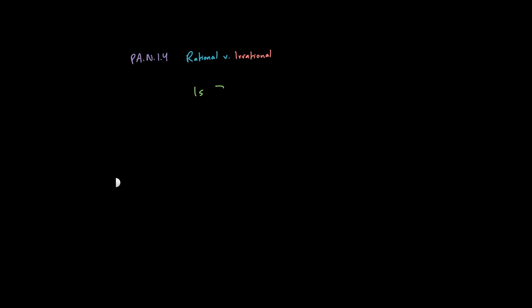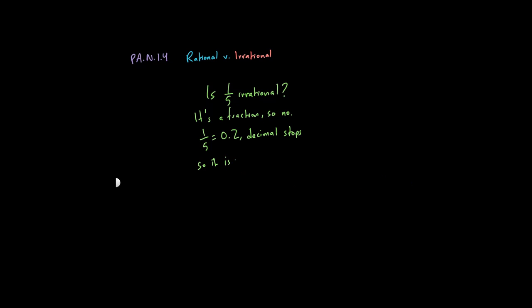Looking at some more, is 7 irrational? You could write it a couple ways. You could say, no, it's not irrational because you can write it as 7/1. So it's a fraction, which is rational. Let's look at another one. Is 1/5 irrational? Once again, it is a fraction. Fractions can't be irrational. So 1/5 is the same as 0.2. The decimal stops or terminates, so it is rational.